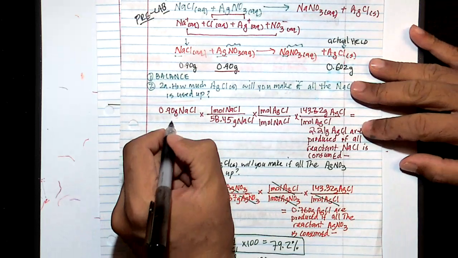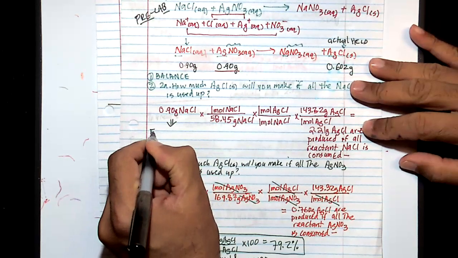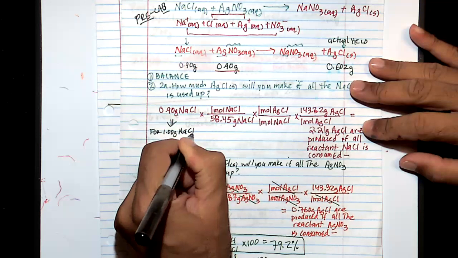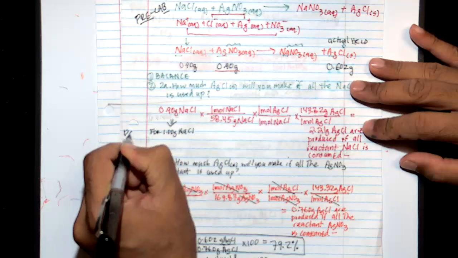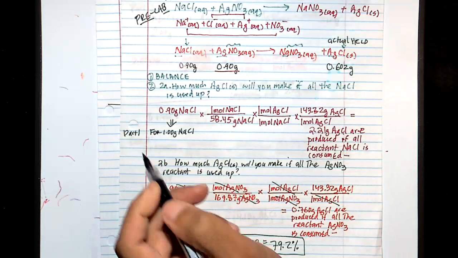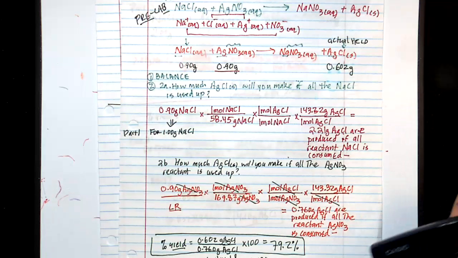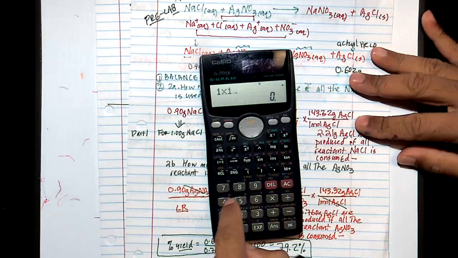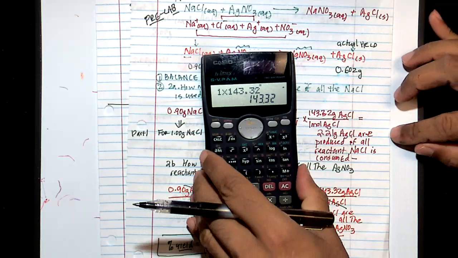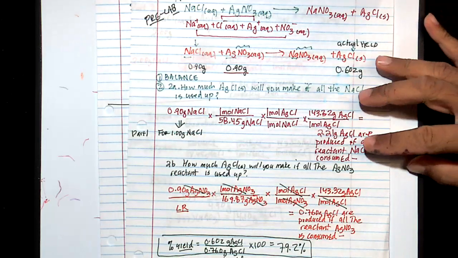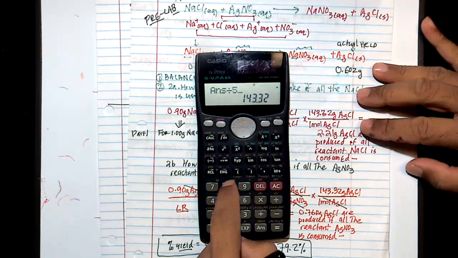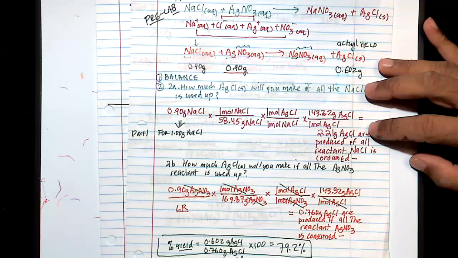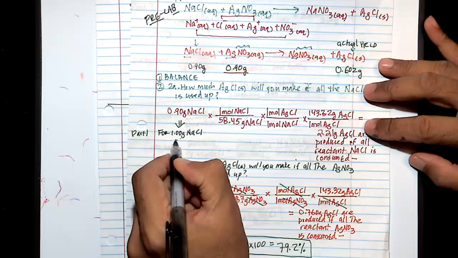I mean, we can do that really quickly on our calculator. For 1.0 grams of NaCl for part 1, instead of 2 grams, we'll do 1 gram. So 1 times 143.32 divided by 58.45. So you're going to produce 2.45 grams of AgCl.